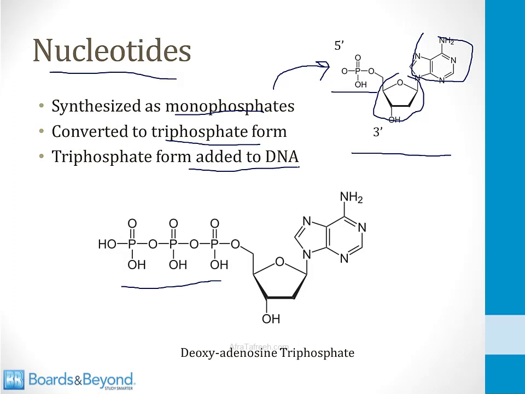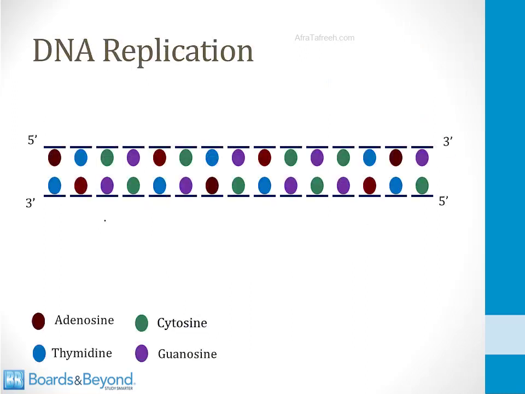So, for example, at the bottom of the screen is a molecule of deoxyadenosine triphosphate. If this is added to a growing strand of DNA, these two phosphate groups will be cut off. The one phosphate group will remain and will link this monomer into the polymer of a growing DNA strand. Okay, so now that we've reviewed those basics of DNA structure, let's get into DNA replication.